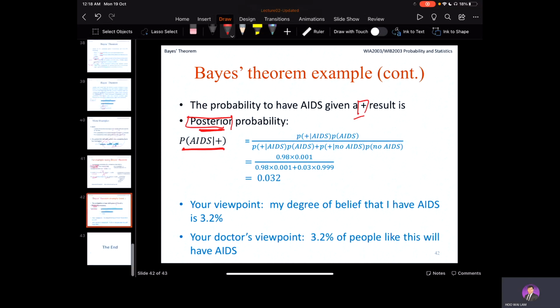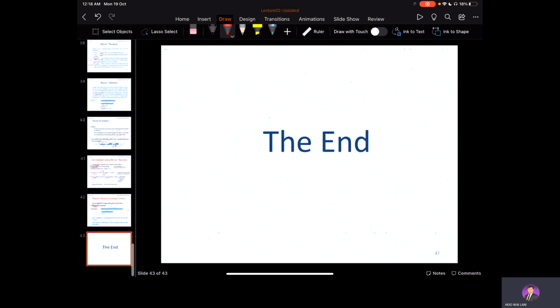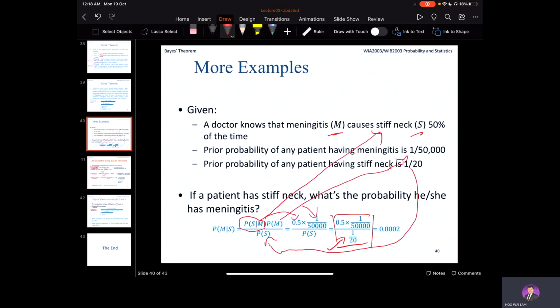So that's all at the moment for Bayes theorem. During the lectures going on, from 9 to 11, that's all for today's pre-recorded lecture.